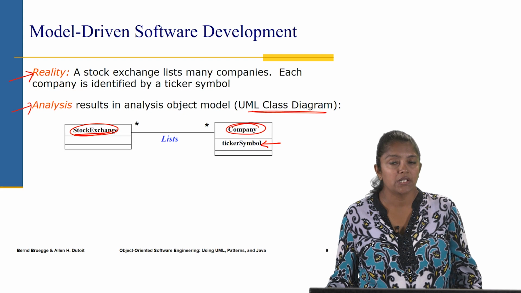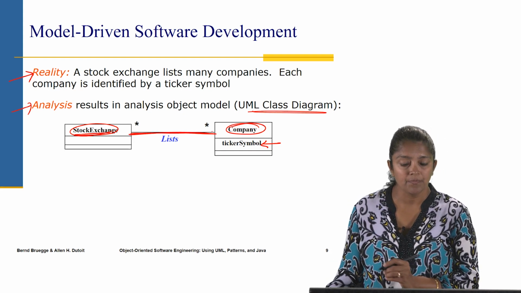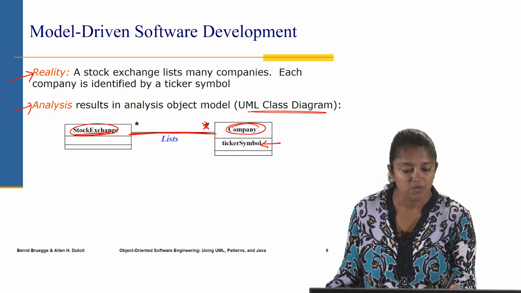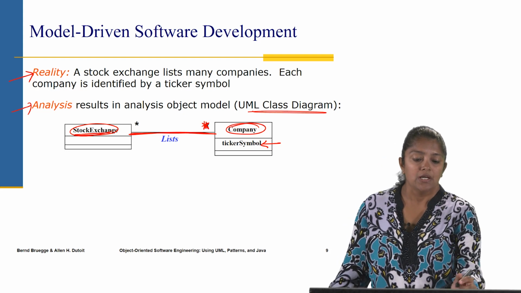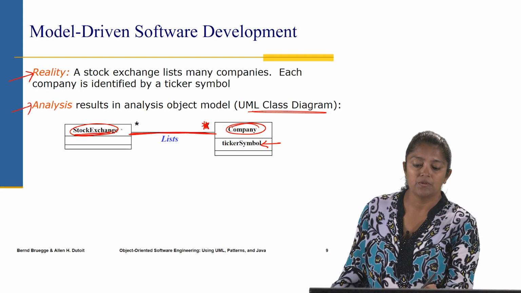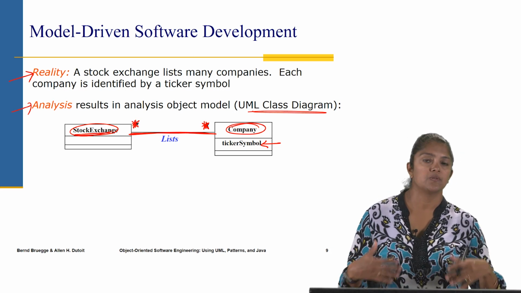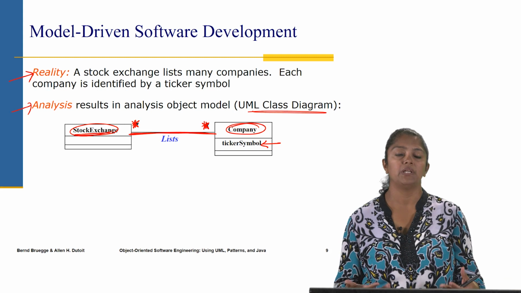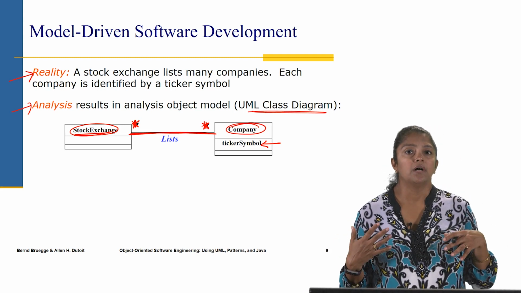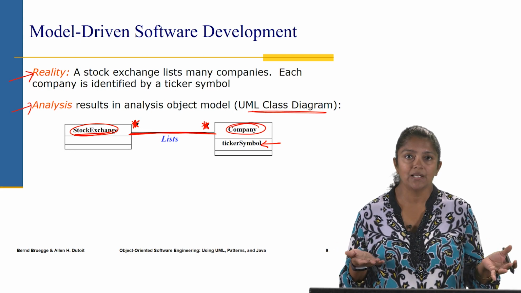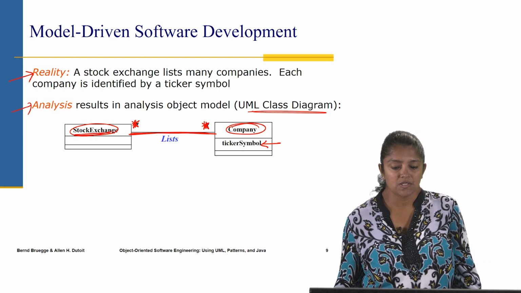And we know that a stock exchange lists many companies, so lists is the association between them, and the multiplicity is many on the company side. Then each company can be registered with multiple stock exchanges, so we have many on the stock exchange side as well. So what we end up with is a many-to-many association. That's our initial, high-level object model that came out of the requirements analysis phase.